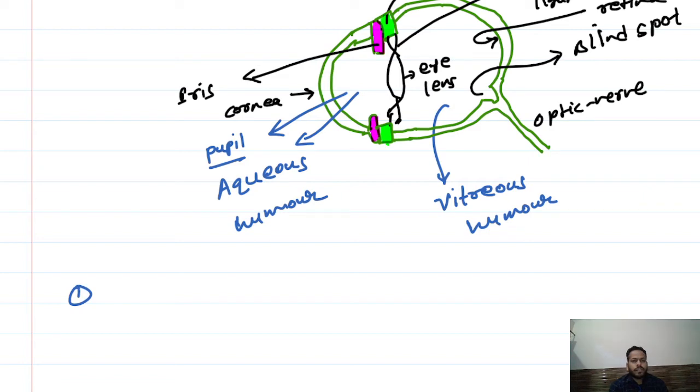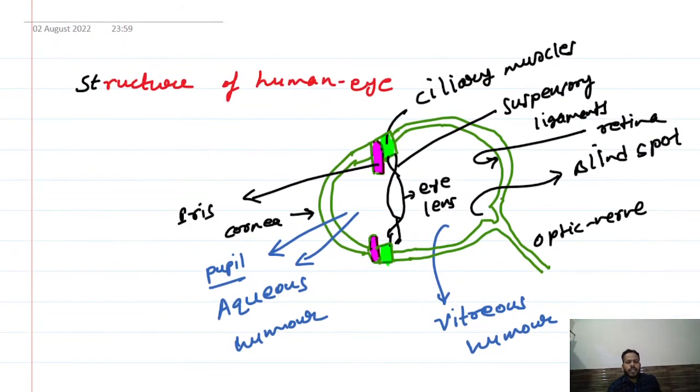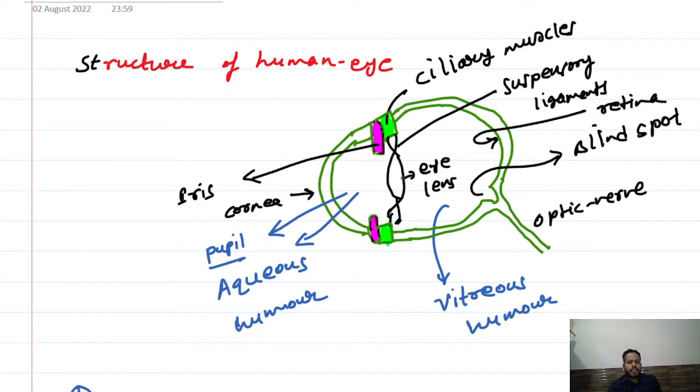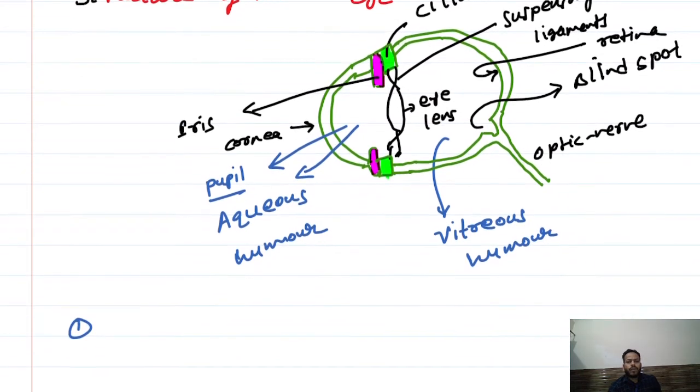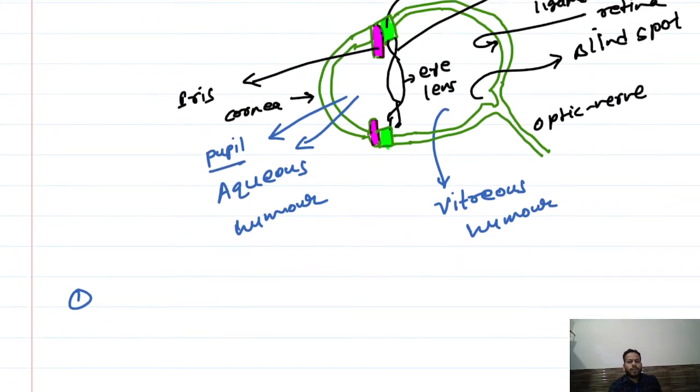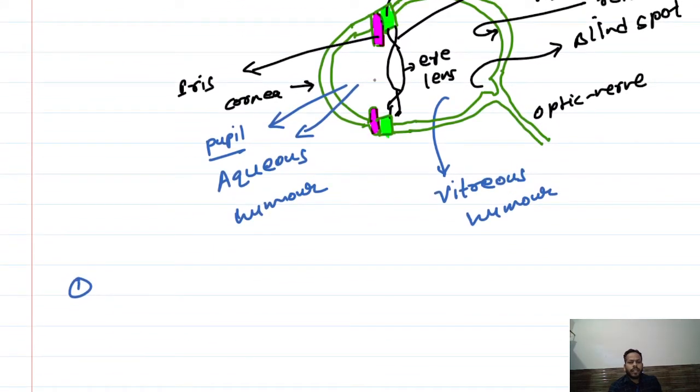So the first point is, since the eye lens is flexible, it is convex in nature, convex lens. So since the eye lens is connected to suspensory ligament and suspensory ligament is connected to the ciliary muscles, right? So this eye lens is having adjustable focal length, adjustable focus. Why? Because with the help of the ciliary muscles we can adjust the focal length or focus of this lens, by shifting this ciliary muscles.